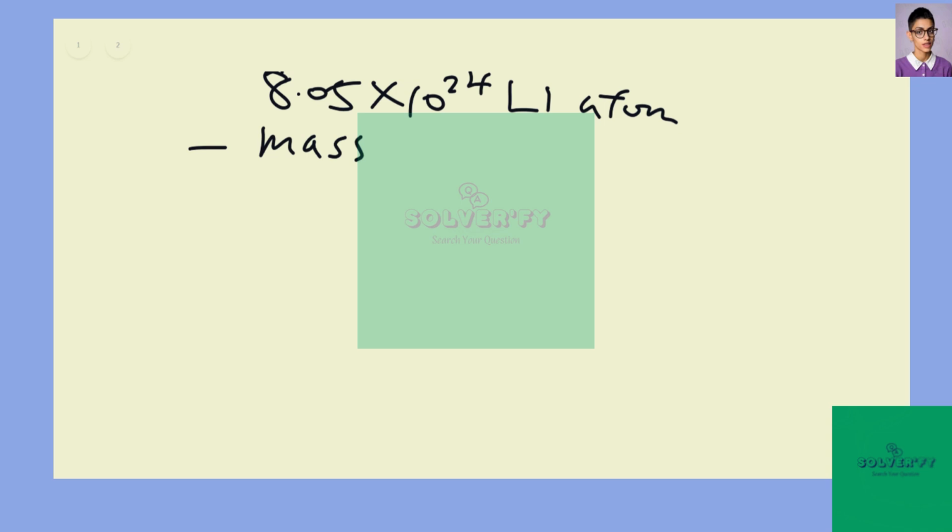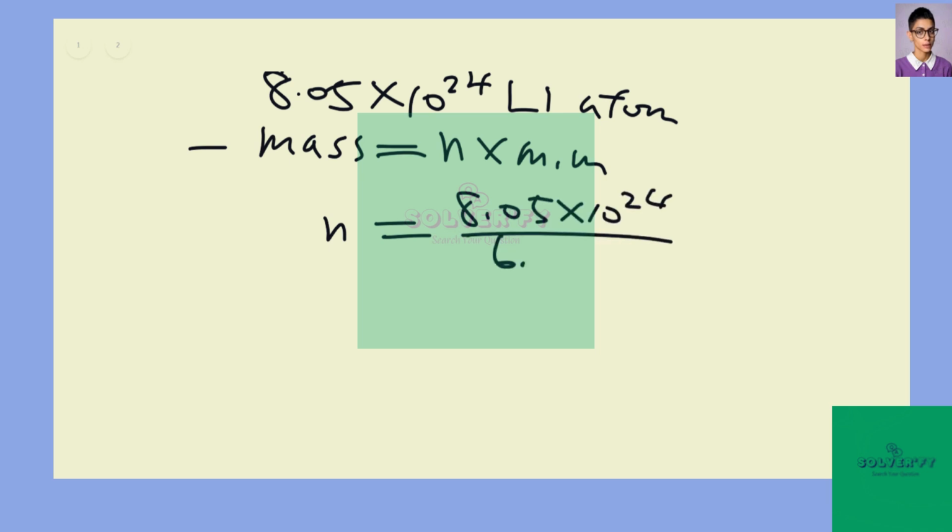All right, again, if we want to find the mass, we should be able to find that the mass equals number of moles times the molar mass. So we just need to find the number of moles. The number of moles equals our atoms divided by the Avogadro number, 6.02 times 10 to the power 23. And then again, using our calculator, we should be able to find the number of moles, and it should be roughly 13.4 mole.